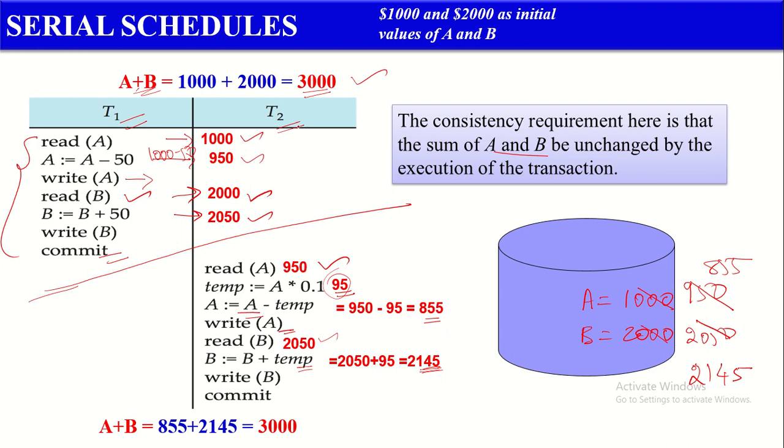At the end also you can notice that the sum of A and B is 3000. So what are the latest values of A and B? 855 and 2145, right? When these two values are added, the sum of A and B becomes 3000. So there is no change in the sum of A and B; it remains the same even after the execution of the schedule. So this serial schedule maintains the consistency property.